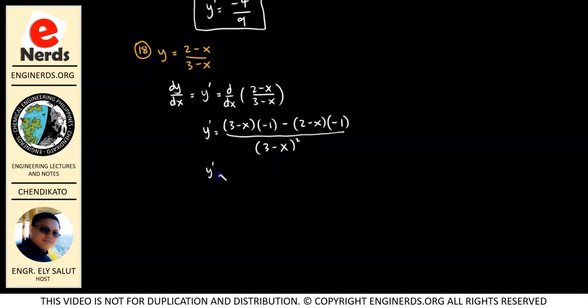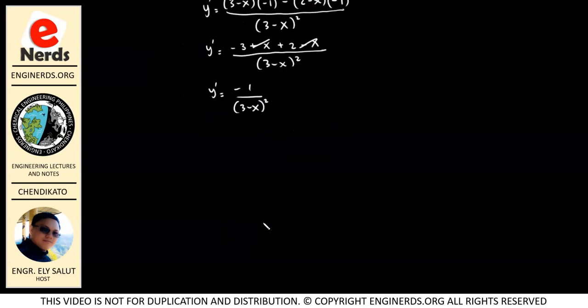So y prime is equal to negative 3 plus x, then this will be plus, so plus 2 minus x, over 3 minus x squared. So we have here positive x minus x, so this will be cancelled out. Negative 3 plus 2 is equal to negative 1, so y prime is equal to negative 1 over 3 minus x squared. But then again, our x is equal to 2, so we will substitute that.